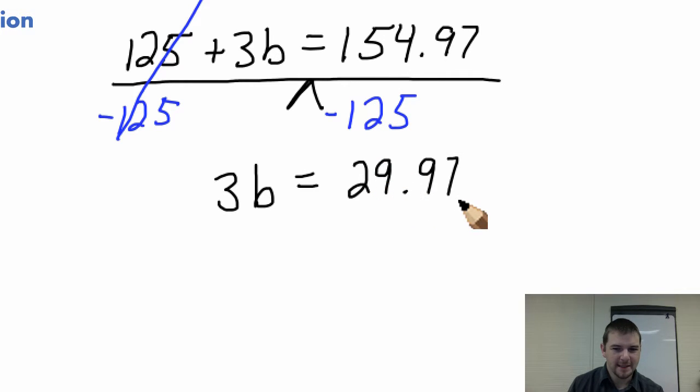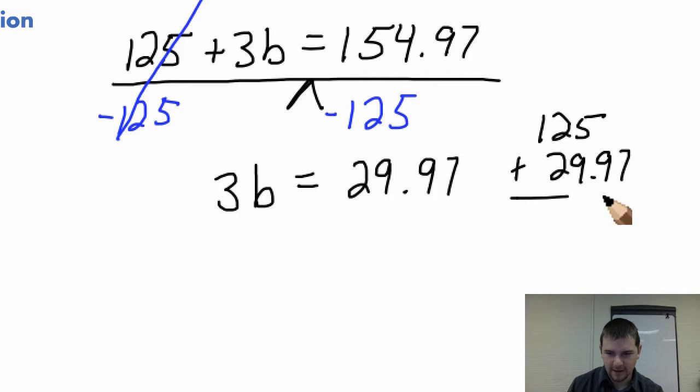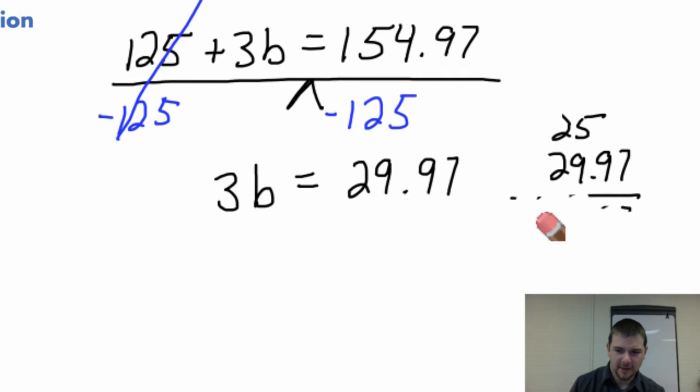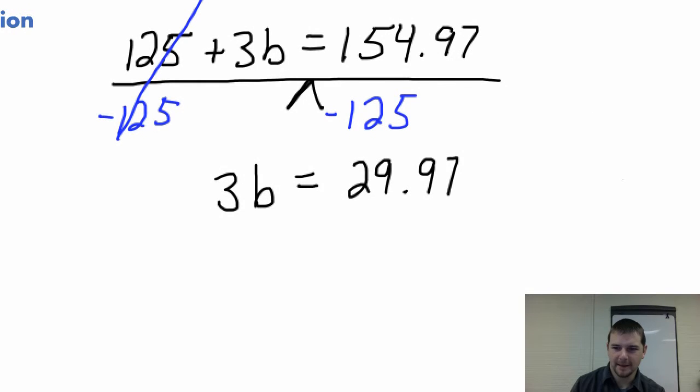Does 29.97 plus 125 add up to 154.97? So 125 plus 29 and 97 hundredths. Sure enough, we've got the 97 hundredths. 9 plus 5, 14. Not quite lining up nicely here, but I think I can keep track. 2 plus 2 plus 1 is 5, and 154.97. Excellent. It's a very small eraser. Okay, back to the task at hand.